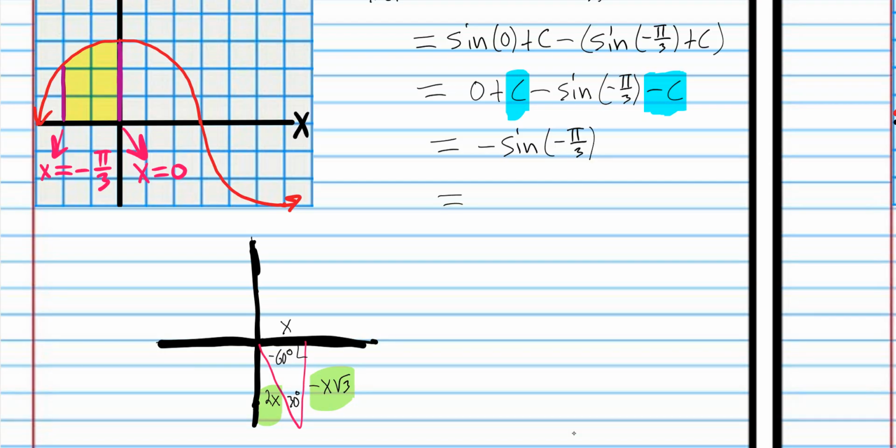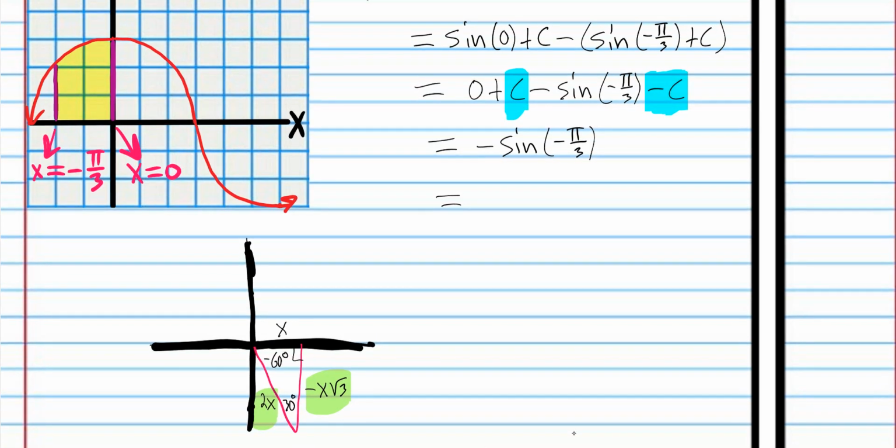Okay, so the c's cancel out. Remember, they canceled out in the previous problem. They're going to always cancel out. And we're going to learn a method to where you don't even have to think about the c's.